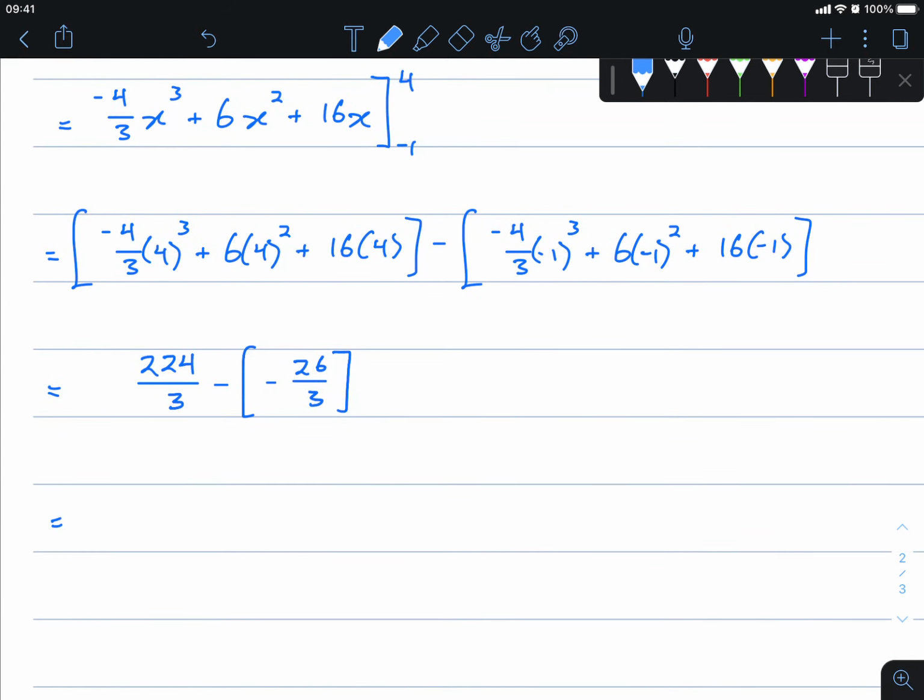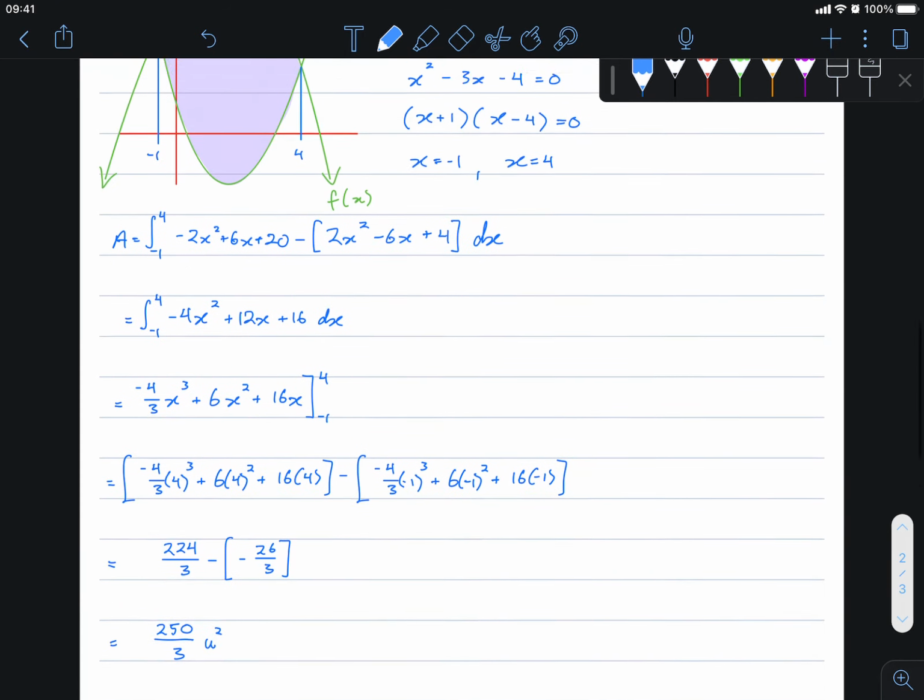Well, that's just 224 on 3 minus negative 26 on 3. This gives us 250 on 3 units squared.